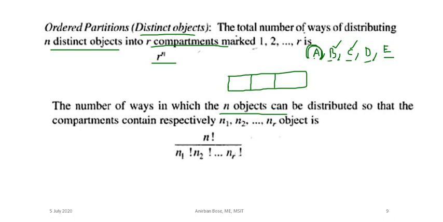But now it is given that you distribute these objects in these compartments with the restriction that the compartments contain respectively certain numbers of objects. Suppose this is compartment 1, this is compartment 2 and this is compartment 3. The first compartment must have 2 objects, the second compartment must have 2 objects, and the third compartment must have 1 object. So these are certain conditions given when you are distributing these objects. Now the question is how many ways we can do that.